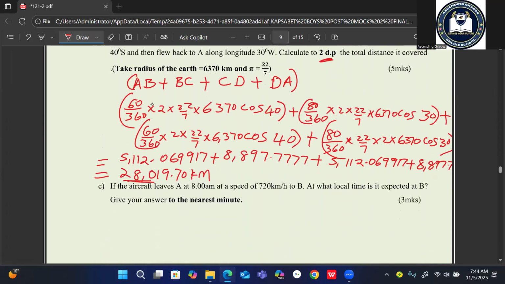So you already have it there. That is the total distance. So we have already earned our 5 marks. Very simple. So from there we go to question part C. If the aircraft leaves A at 8 a.m. at a speed of 720 kilometers per hour to B, at what local time is it expected at B? Give your answer to the nearest minute.